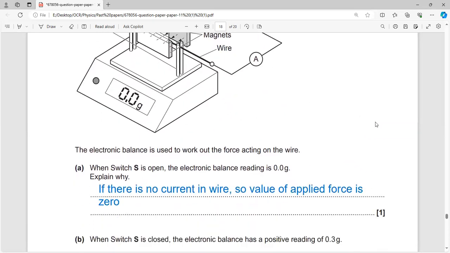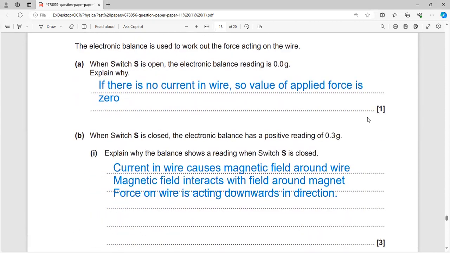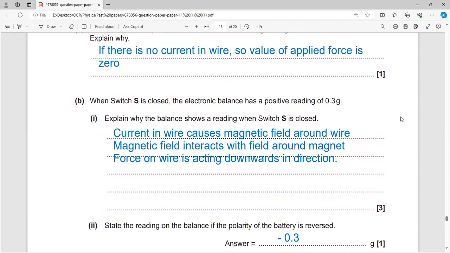If there is no current in the wire, there is no applied force, so the force on the wire will be 0. That's our answer. We're going to proceed to the next question. When the switch S is closed, the electronic balance has a reading of 0.3 gram. Explain why the balance shows a reading when the switch S is closed.